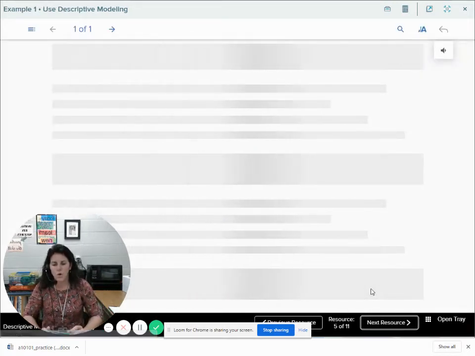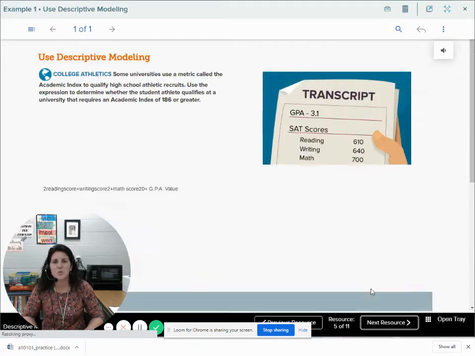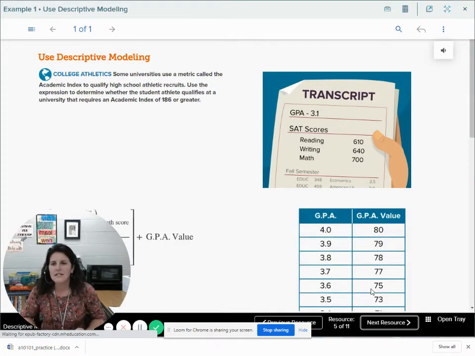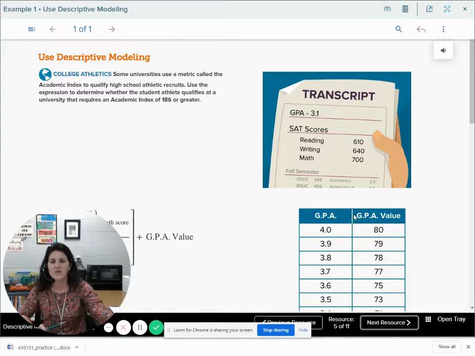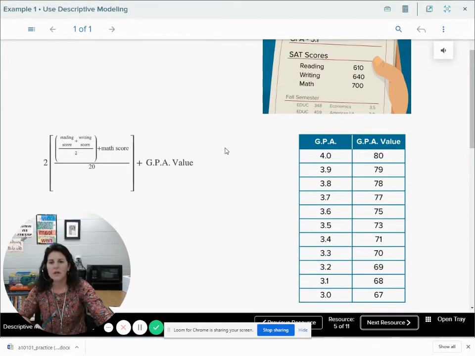So looking at example 1, we're on page 49 in your student workbook if you're following along. It says that some universities use a metric called the academic index to qualify high school athletic recruits. Use the expression to determine whether the student athlete qualifies at a university that requires an academic index of 186 or greater. Okay, so what it tells me to do is take their reading and writing scores, add those together, divide by 2, add their math score, then divide it by 20, then times that entire quantity by 2, then add in their GPA value.